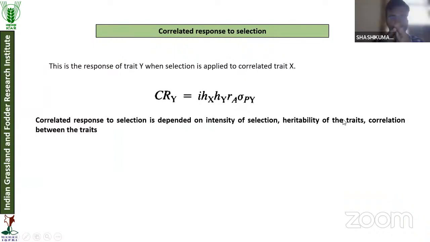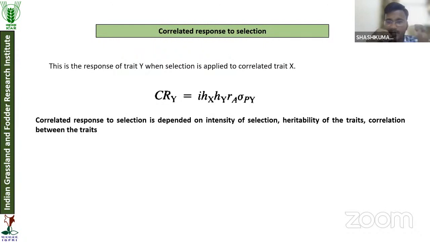So response to selection is nothing but, if you select one trait, the other trait which is related in the pathway of developing that trait will also have some response. It may be positive or negative. If you want to select for a dwarf type of plant, then you will have a lower coleoptile length. Dwarf wheats are very famous; now all the cultivars are dwarf types. If you select for a dwarf type, you will have a shorter coleoptile length. This is a correlated response to that selection.